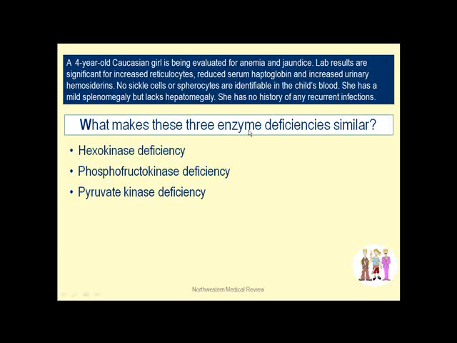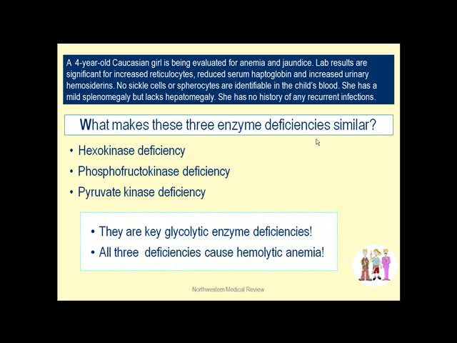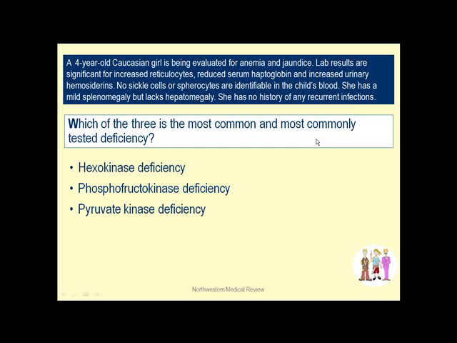So what makes these three enzyme deficiencies similar? What makes them a triad? They are all key glycolytic enzyme deficiencies. All three cause hemolytic anemia. If you want to add one more, all three are autosomal recessive conditions. Which of the three is the most common deficiency and is the most commonly tested one on your exam? That one is pyruvate kinase deficiency, which is the last enzyme of the glycolysis.